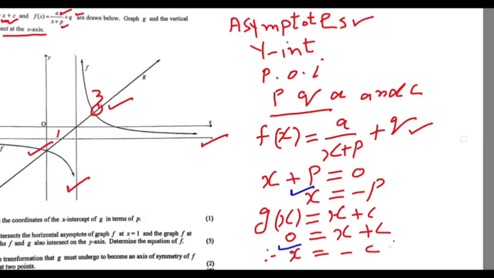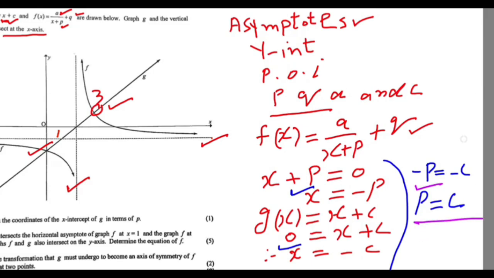So I can say negative p is equal to negative c. This side, negative p is going to be equal to negative c. Both sides you multiply with negative, the negatives cancel, so p is going to be equal to c. So there we go, we found the p already. Must remember, we need this one later.